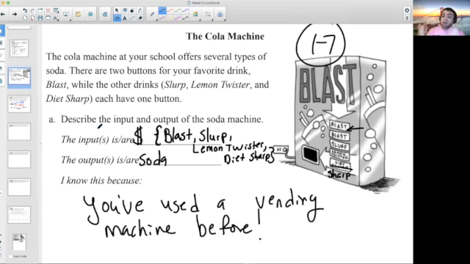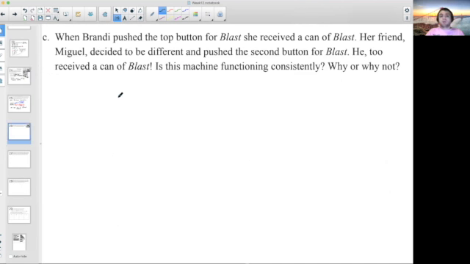So similarly, right, you can see Blast. This is a Blast machine. Blast is that signature product. So there's actually two different buttons for Blast. That's important to note. So Brandy pushes the top button for Blast. She gets a Blast. Miguel decides to be different. He's going to push the bottom, the second button for Blast, and he's also going to receive a can of Blast. Is the machine functioning consistently?